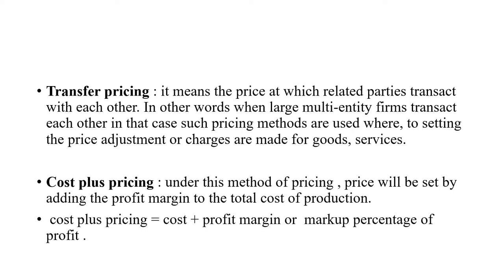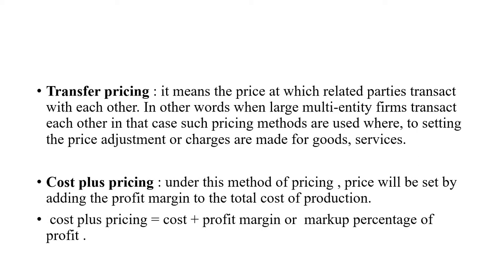Next is cost plus pricing. Under this method of pricing, the price will be set by adding a profit margin to the total cost of production. This is the normal method we see everywhere. It says cost plus profit margin. Cost means whatever expenses we incurred to produce a particular product, plus the profit margin. Whatever amount of profit you require, that margin you have to add, then you fix the price.